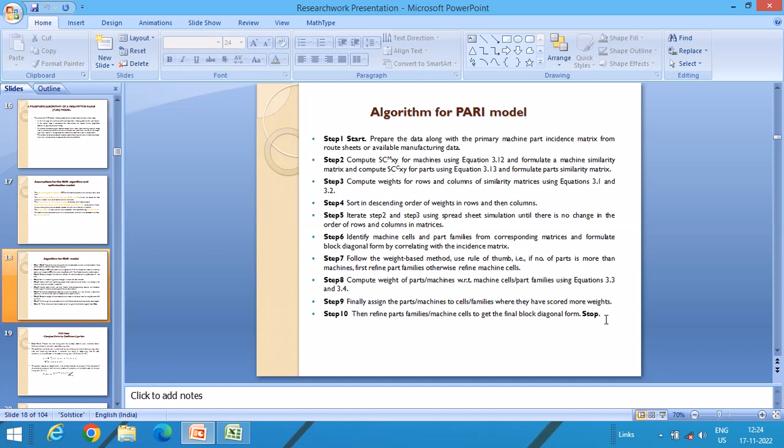if the number of parts is more than the number of machines. In step 8, we compute weights for parts as well as machines with respect to machine cells as well as part families using equations 3.3 and 3.4. In step 9, we finally assign the parts as well as machines to respective cells as well as part families. In step 10, we once again refine the part families as well as machine cells to get the final block diagonal form.